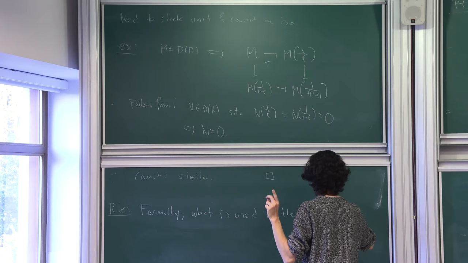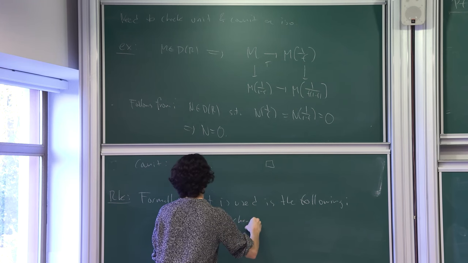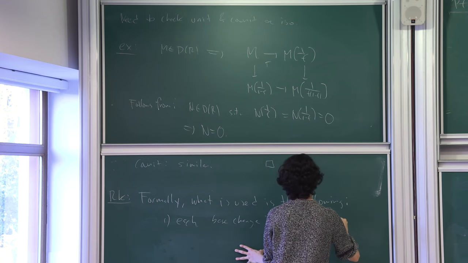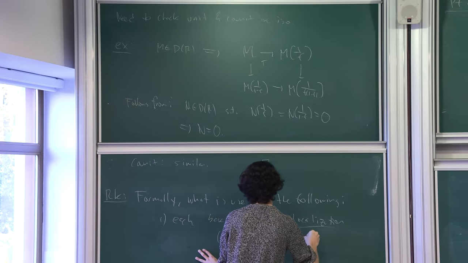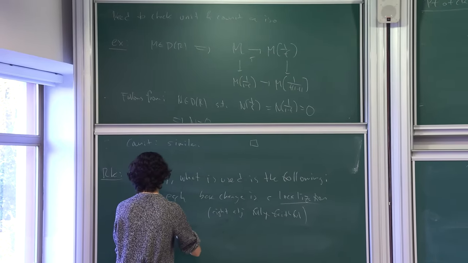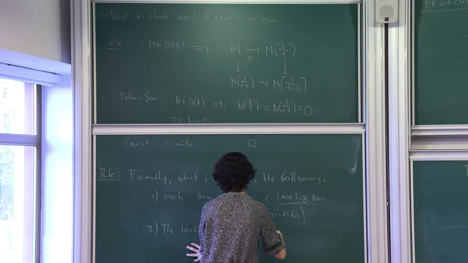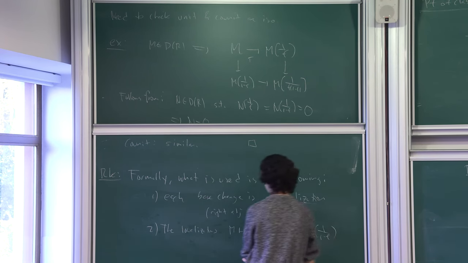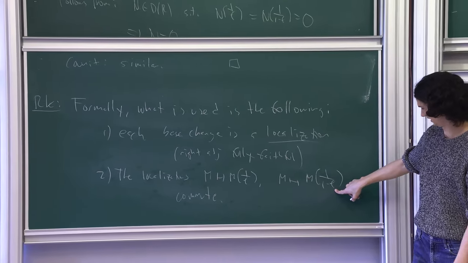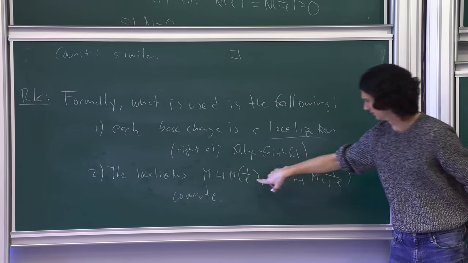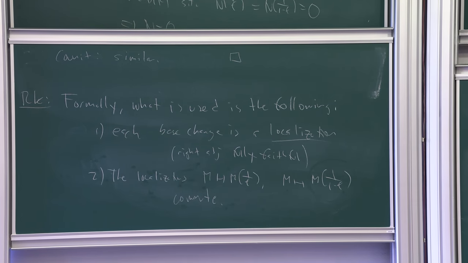So each base change is a localization, so the right adjoint is fully faithful. The localizations commute with each other. I'll say what it means: if you take something which is local with respect to this operation, so 1 minus f acts invertibly, and then you invert f on that, 1 minus f will still act invertibly. These things are all obvious in this context, but I want to point out exactly what's being used in this argument.